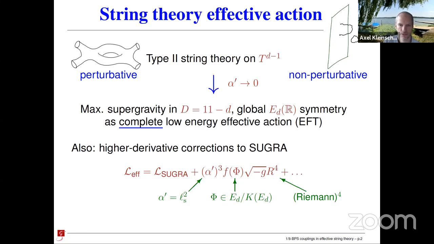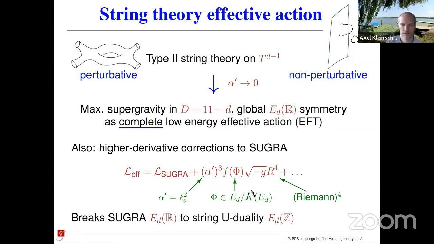Of course, string theory induces alpha prime corrections to supergravity. These are higher derivative corrections, let's say Riemann to the 4th power. They come with a dimensionful coupling, the string length to some power. Generically, in this compactified situation, there is a coefficient function that depends on the moduli of the theory. The global symmetry was E_d, and the moduli space is well known to be E_d over its maximal compact subgroup. The coefficient function depends on these moduli. This is what I would call a higher derivative coupling, and similar things will be the main features of the talk.